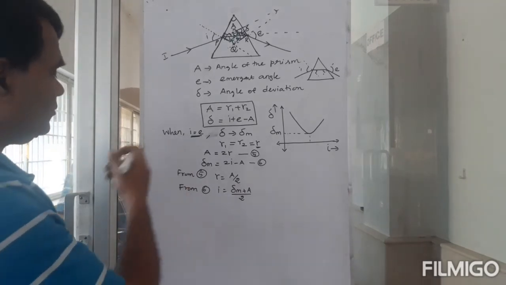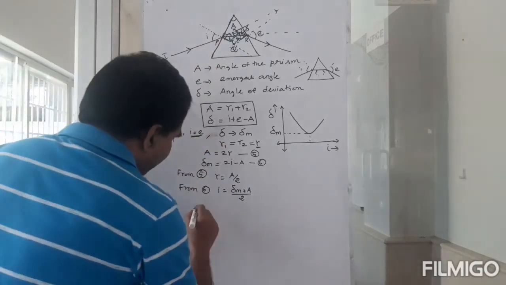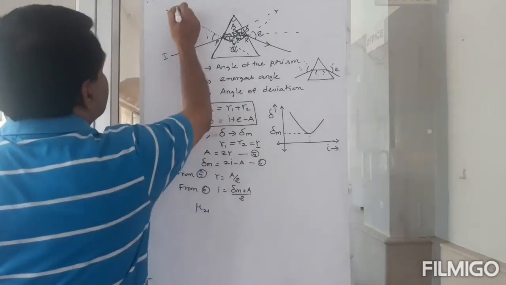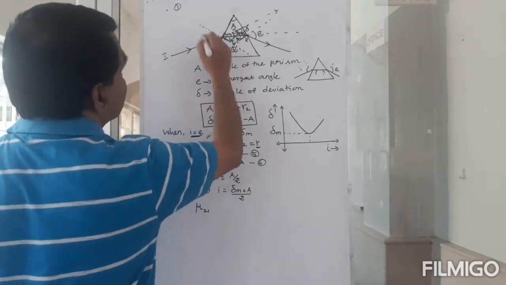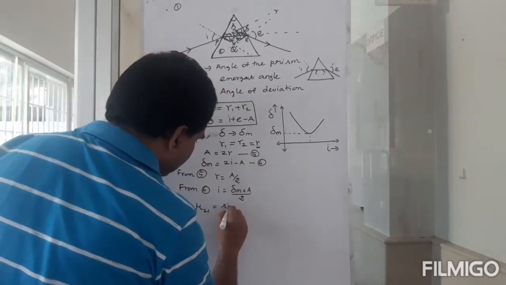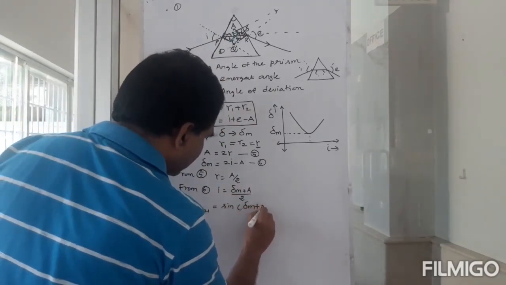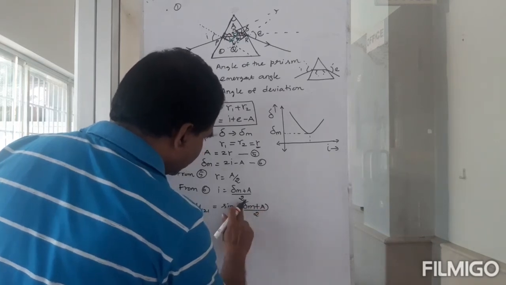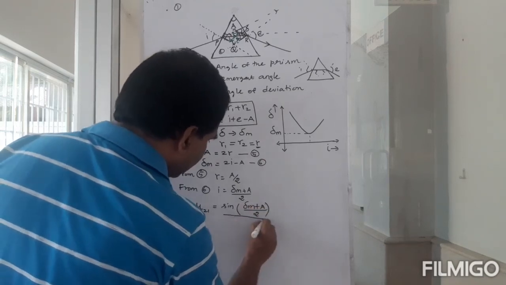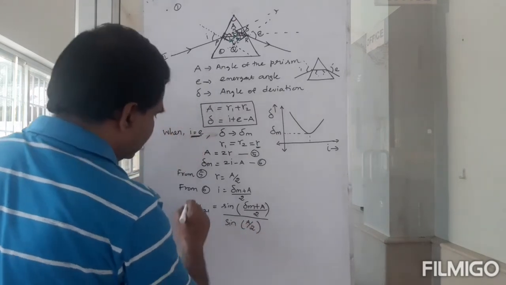So now, can I find the refractive index of this medium? It's very easy, right? So the refractive index mu 2,1. So this is medium 1 and this is going to be medium 2. Okay? mu 2,1 is going to be equal to sin I by sin R. Sin I is here, delta M plus A by 2, divided by sin of A by 2.